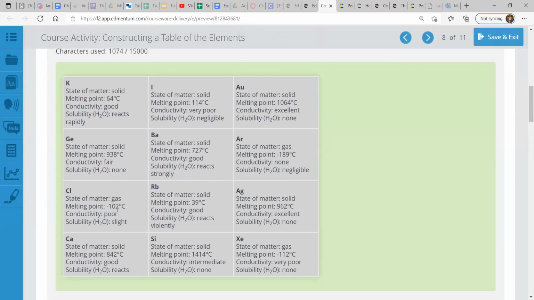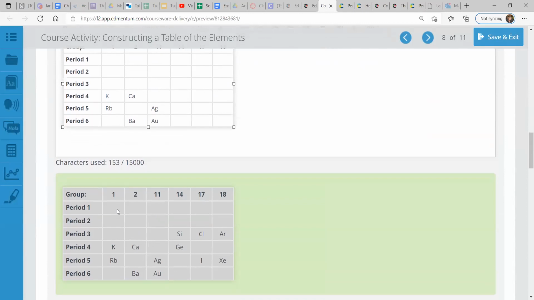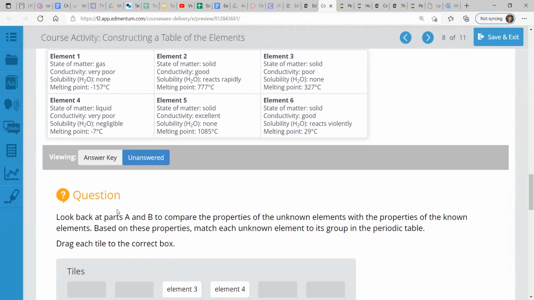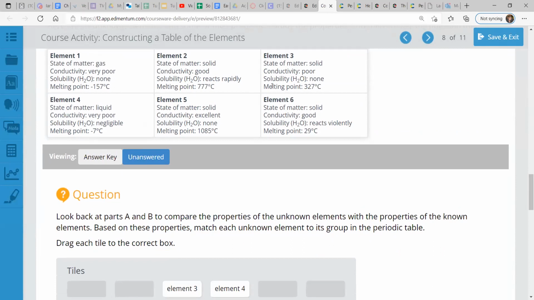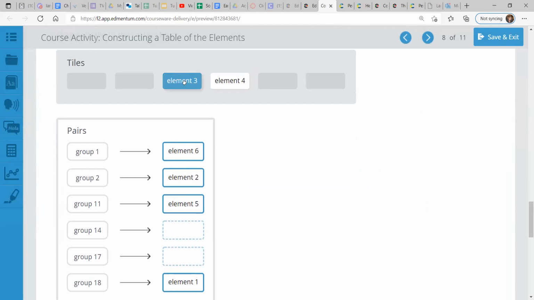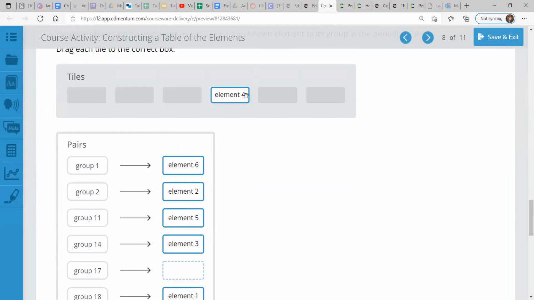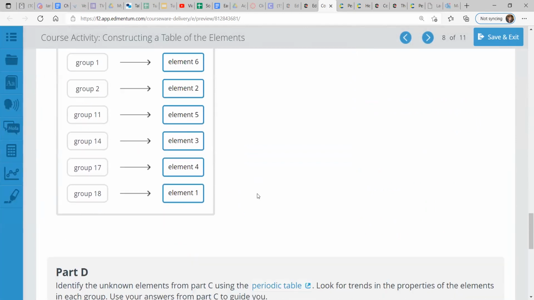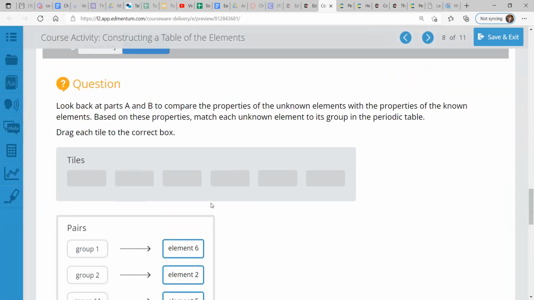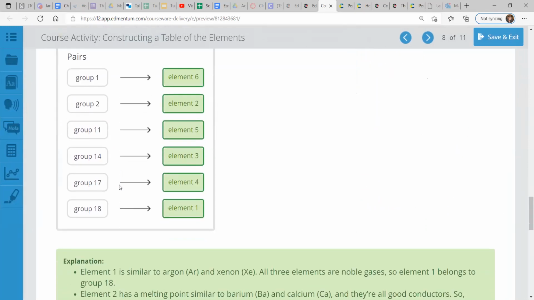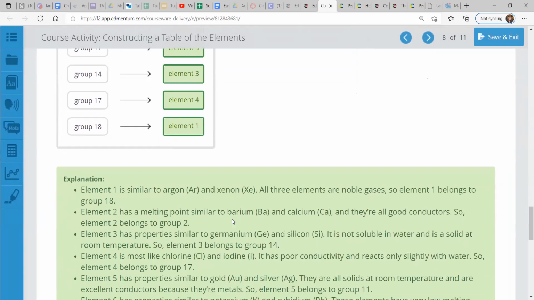Oh, chlorine. Okay. So we'll put element 3 here, and then element 4, since it has a lower melting point, put it there. Yay, we did it. And here are the explanations for each of those.